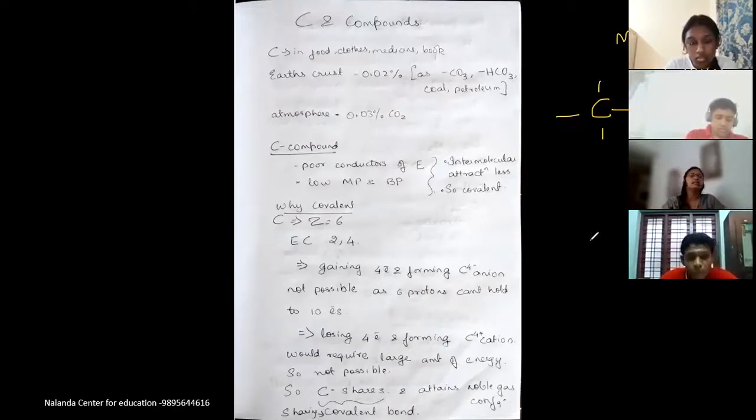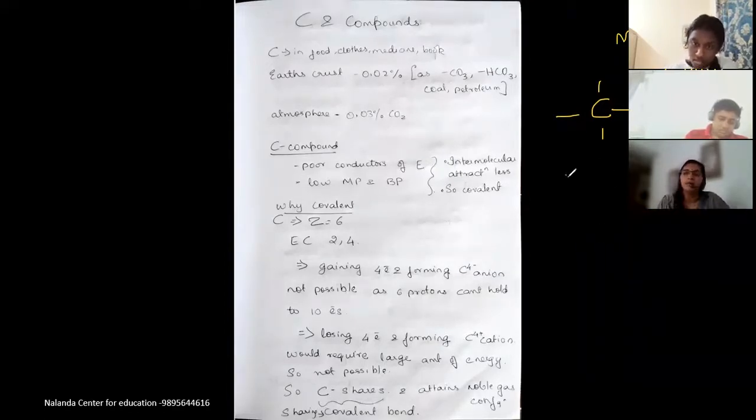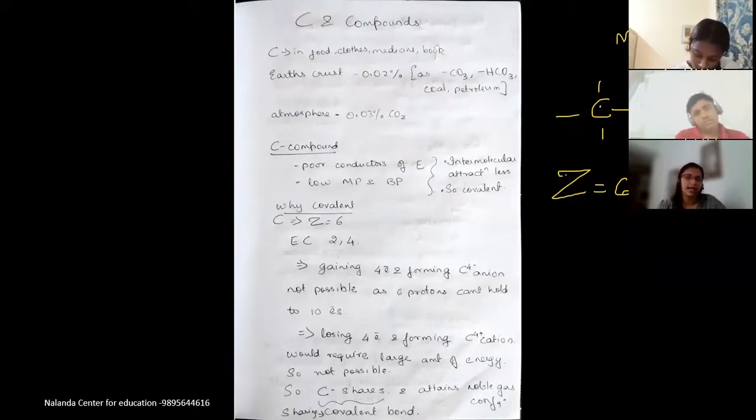Now, is this the kind of bond which is formed by carbon? If you see carbon, it has a twist. What is the atomic number of carbon? What is meant by atomic number? Atomic number means the number of protons. In any atom, there is a nucleus at the center, and the electrons revolve around the nucleus. The number of protons, the positive charge in the nucleus, is denoted as the atomic number. That is the characteristic property of an atom.